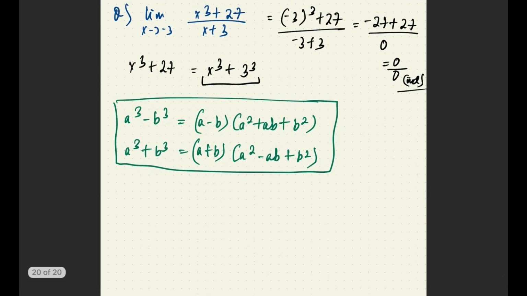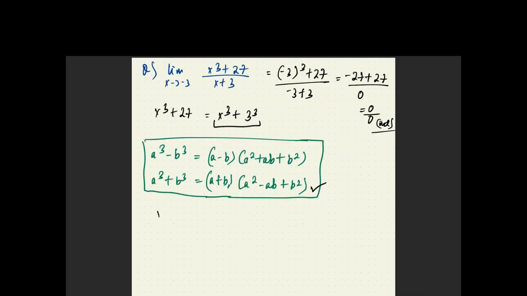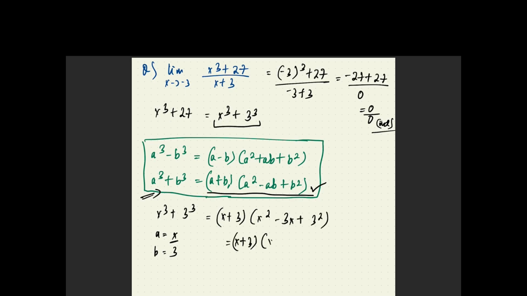So in our case, we have the sum of two cubes. So we're going to use this formula. I'm going to rewrite the x cubed plus 3 cubed using this formula over here. So I can set my a equal to x and my b equal to 3. Wherever I have an a over here, I'm going to write x instead of it, and where I have a b, I'm going to write 3. So this can be written as x plus 3 multiplied by x squared minus 3x plus 3 squared, which is 9. So I can just write that as x plus 3 times x squared minus 3x plus 9.